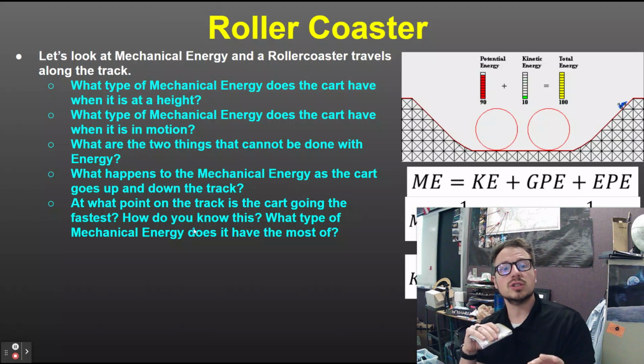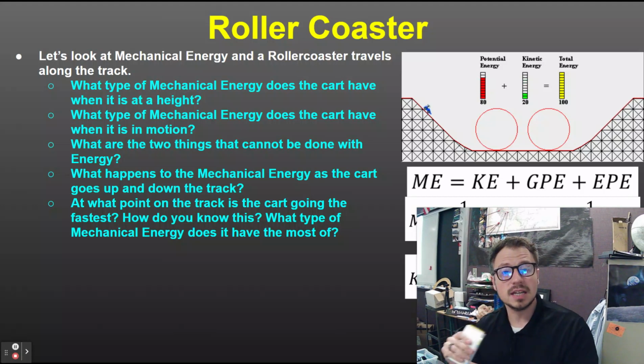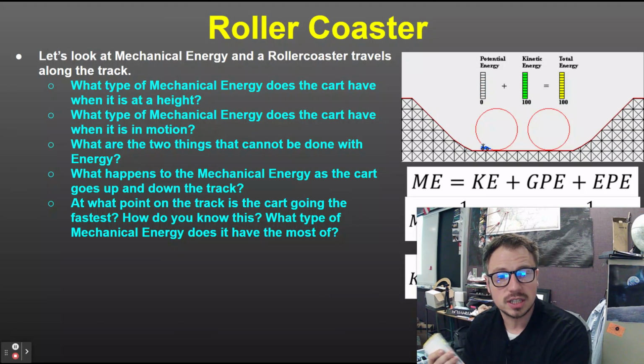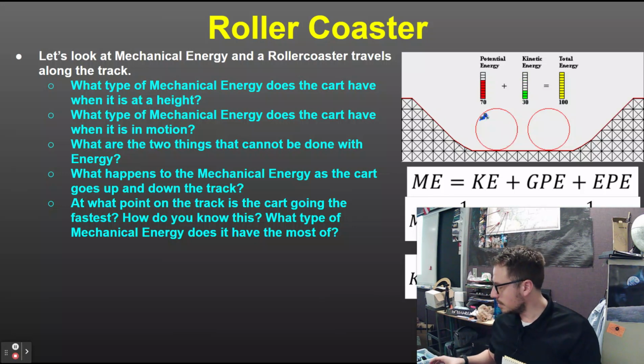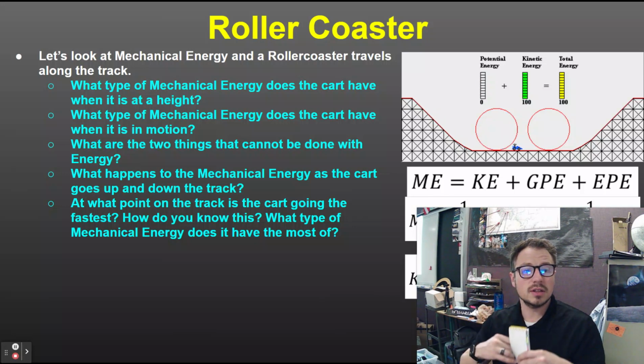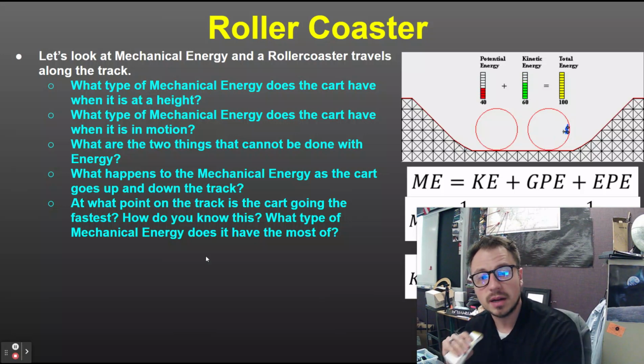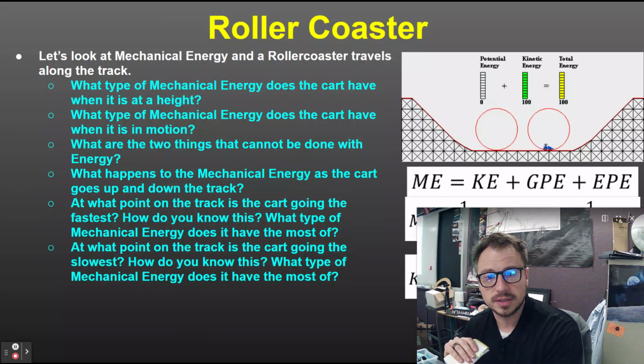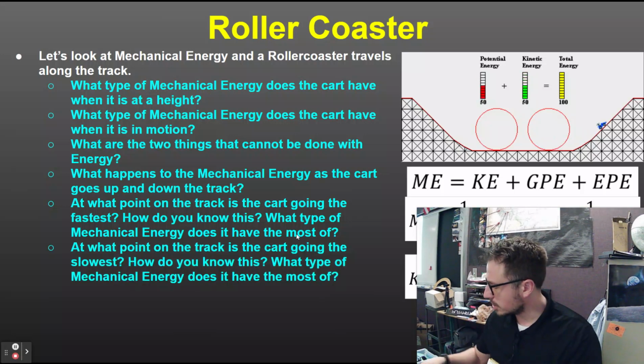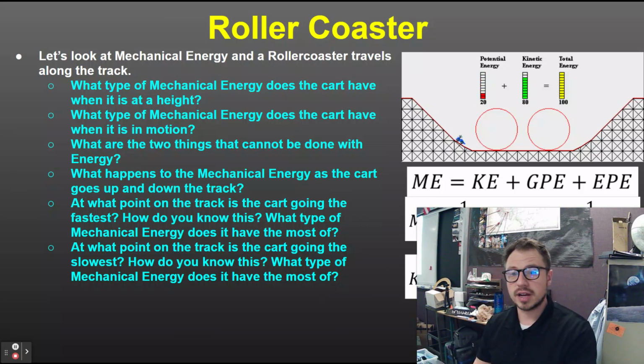Now, you know this cart's going to be going the fastest at the bottom, because that's when it has the most kinetic energy. It's going the slowest at the height, because that's when it has the least kinetic energy and the most gravitational potential energy. So this does a very good job of showing energy transformation.